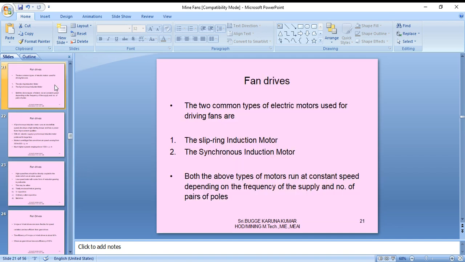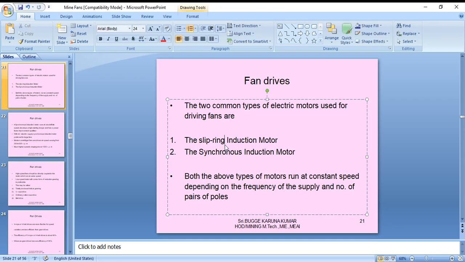There are two common types of electric motors used for driving fans. One is the slip ring induction motor, the other the synchronous induction motor. You have to be more aware of these functions while studying the basic electrical engineering subject. You have to study thoroughly the slip ring induction motor and the synchronous motor, so that you can understand how the motors function and how they rotate the impeller shaft.